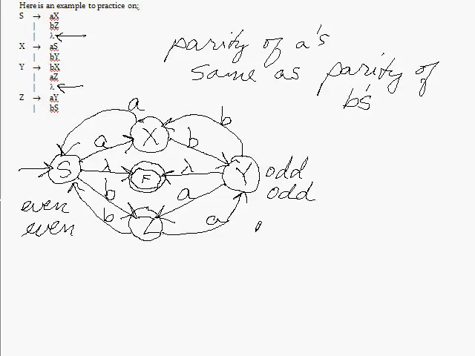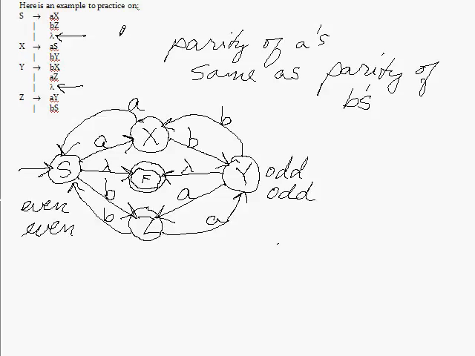Now the next thing that the worksheet tells us to do is to make a new grammar, except to make one for strings where the parity of the A's is different from the parity of the B's. So, which states need to be our accept states? This state and this state. Those are the ones for even, odd, odd, even.